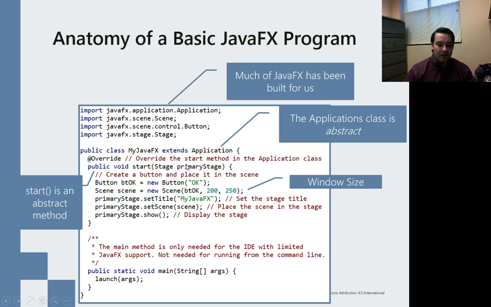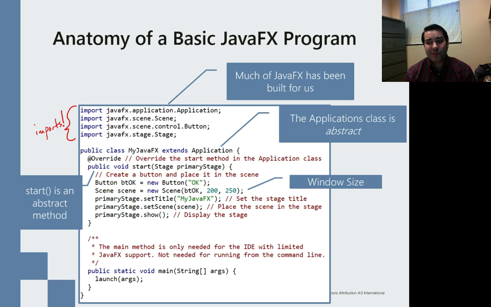So now let's take a look at a sample program. Go ahead and pause this for a second and look at what we're seeing here. Well, the first thing you're going to notice is we've got a lot of imports. We've got a lot of imports, and that's because a lot of these objects, a lot of these classes, have already been built for us. You know, a button, we don't have to reinvent the wheel with a button. It's already built for us.